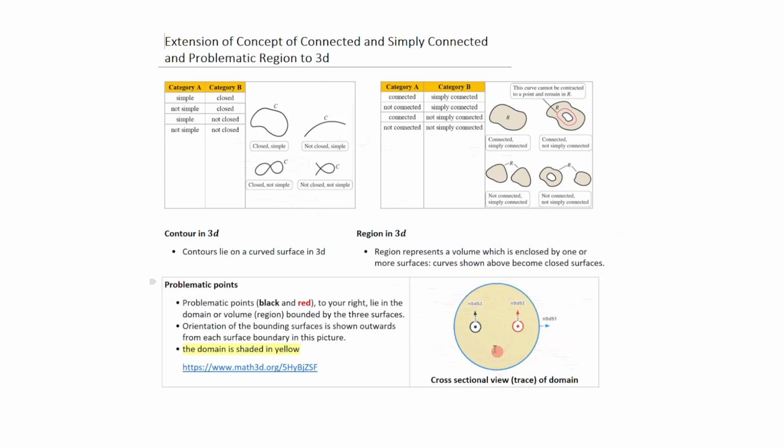the region. Right, so just a summary then, problematic points, black and red to your right, lie in the domain or volume bounded by the three surfaces. The orientation of the bounding surfaces is shown outwards from each surface boundary in this picture. And if you want to look at this in more detail, you can look at this URL. So more or less, this is the picture we're looking at when we extend things to 3D.